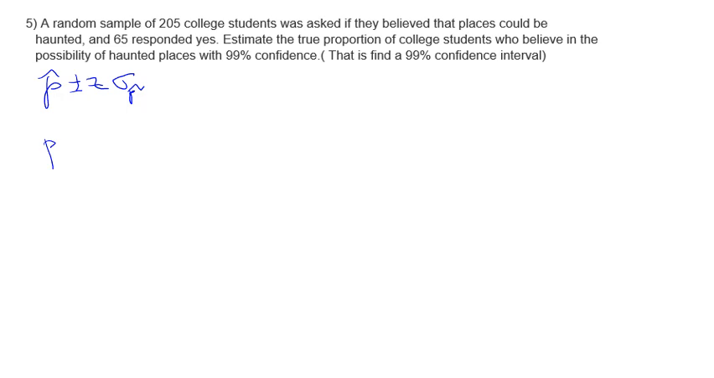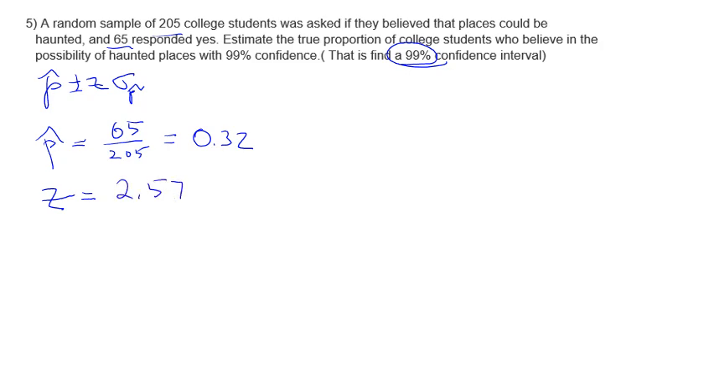P hat is the sample proportion. 65 out of 205 believe in haunted places. Changing that to a decimal number, 0.32. Z is associated with the 99% confidence interval. Look it up in the table. 2.576.